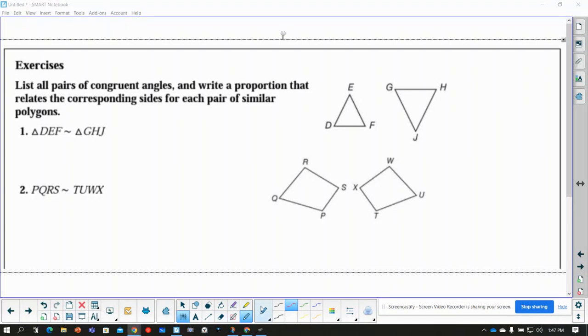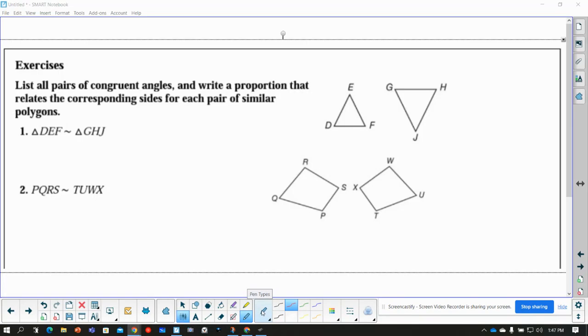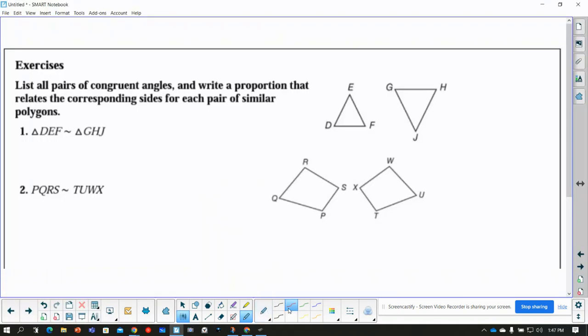All right, so I'm getting ready to work on the exercises for the similar polygons exercises in the study guide here, and so we're going to do some problems together. Get my red pen. It says list all pairs of congruent angles, write a proportion that relates to the corresponding sides. So hopefully you tried these first. Give them a shot. Okay. Now I'm going to write the answer.